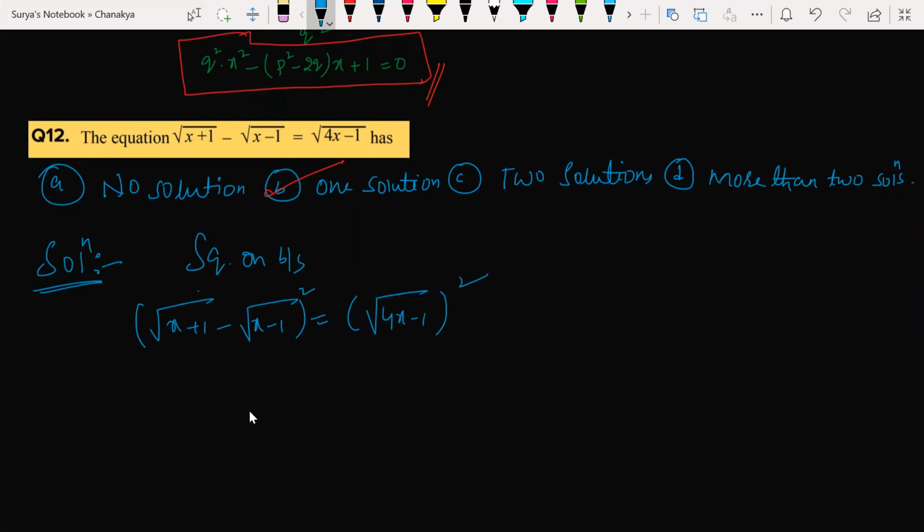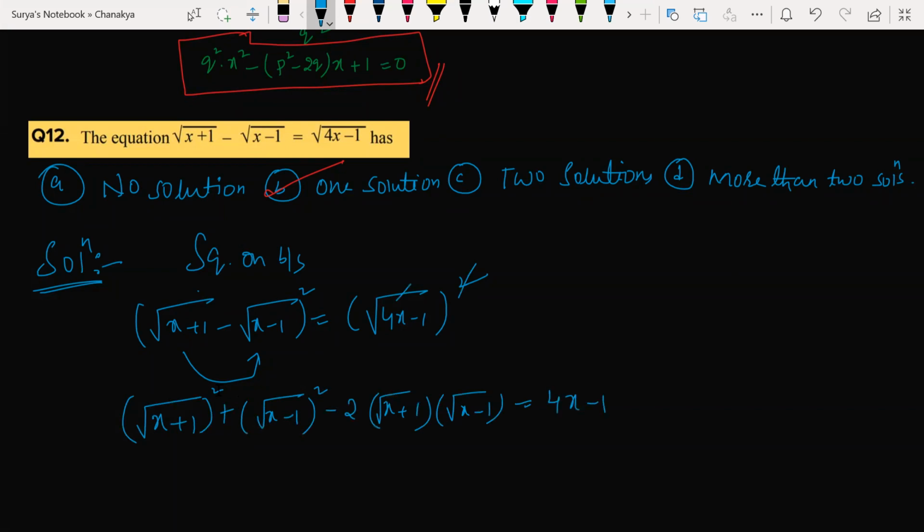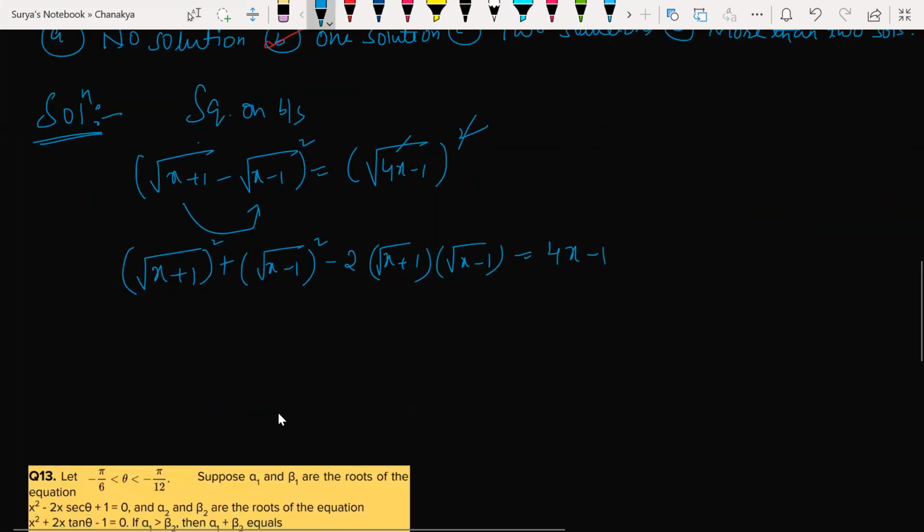So if I do so, what I'm getting is looking like a minus b whole square format. So a square means I'll be getting this one, plus b square means I'll be getting this one, minus 2 times ab, is equal to, and this will get cancelled. Square root and square always get cancelled, right? So solving this further, here the square will get cancelled, this will get cancelled.